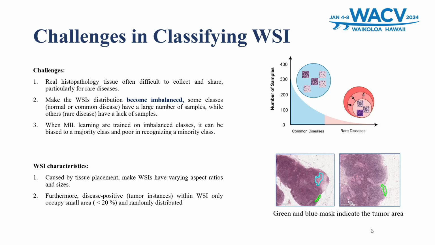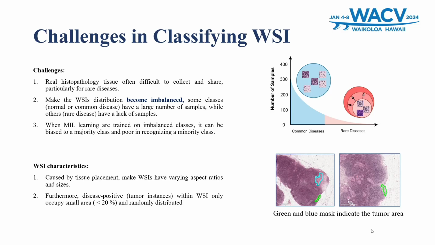In this paper, we address the following challenge in whole slide image classification learning. First, real histopathology tissue is often difficult to collect and share, particularly for rare diseases, which makes the WSI distribution become imbalanced. Some classes may have a large number of samples, while others lack samples. When existing MIL methods are trained on imbalanced classes, they can be biased to a majority class and poor in recognizing a minority class. We can see the right image is the visualization of a common disease and a rare disease.